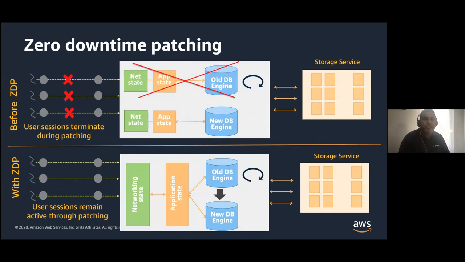The zero downtime patching, or ZDP, feature attempts on a best effort basis to preserve client connections through an engine patch, right? So if zero downtime patching is successful, application sessions are preserved and the database engine restarts, and can cause a throughput drop lasting approximately 5 seconds, right?